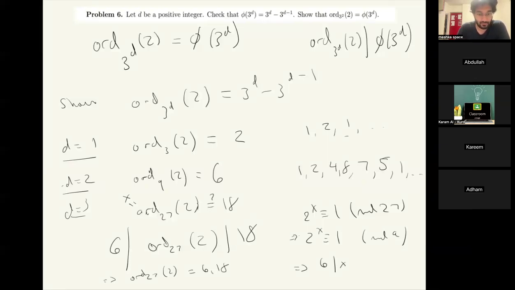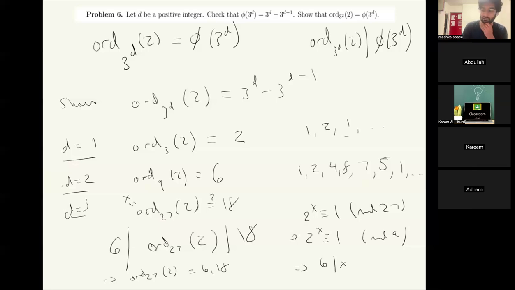But why could it not be 12? 12 is not a factor of 18. Oh, yes. So you see, the point is I've sandwiched it between 2 numbers that differ by a factor of 3. They differ by a prime. So it's one of the 2. And now if we suppose that it's 6, then we have... I'm not sure. Okay, so you want to show that it's not 6, right?